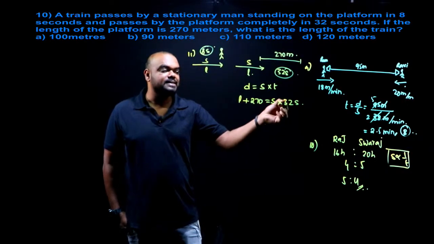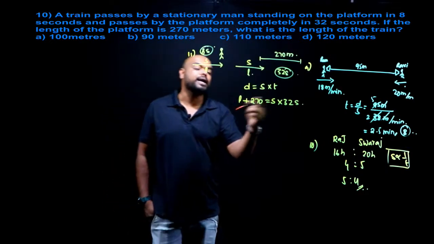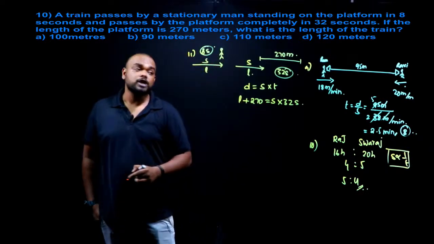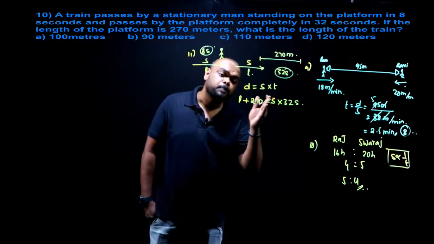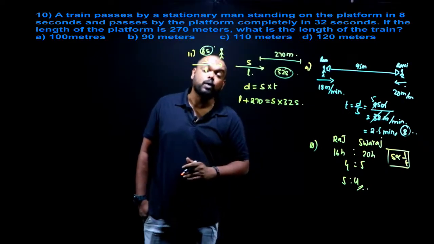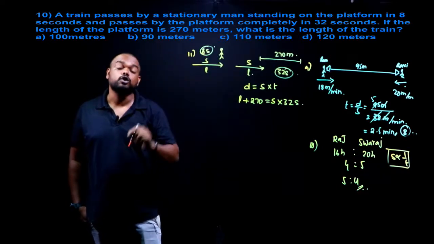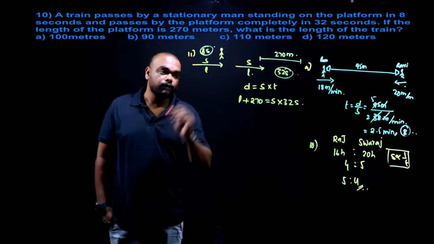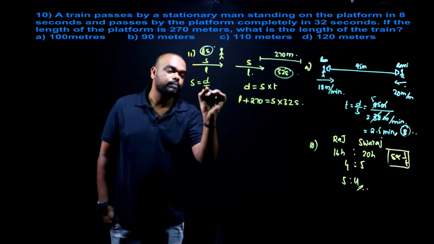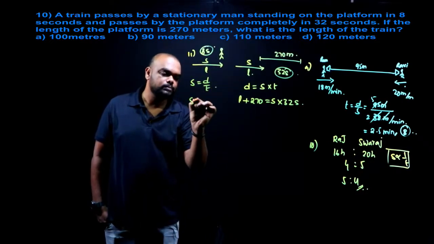So what is my answer here? If I send 270 that side, I still have only one equation with two unknowns, the length and the speed. So if I want my length here, I need the speed of the train. What do we do? Come to the first scenario. Why are we coming to the first scenario? To calculate the speed of the train. We know speed is distance by time taken. Here the speed of the train is S only.